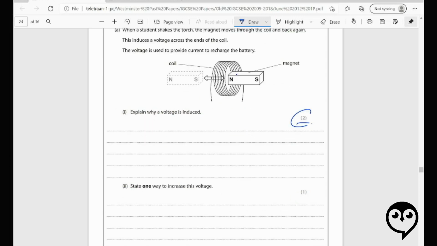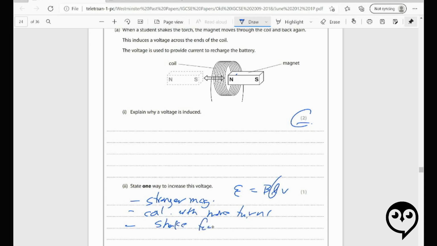State one way to increase this voltage. We've already seen this question before. We know that we can have a stronger magnet. Remember, the EMF induced is going to be equal to BIL. So stronger magnet. Yeah, we could have more turns. A coil with more turns. If you have more turns, you've got more of the length of the wire reacting with the magnetic field. And we could shake faster. Shake that thing faster, and it'll charge more.